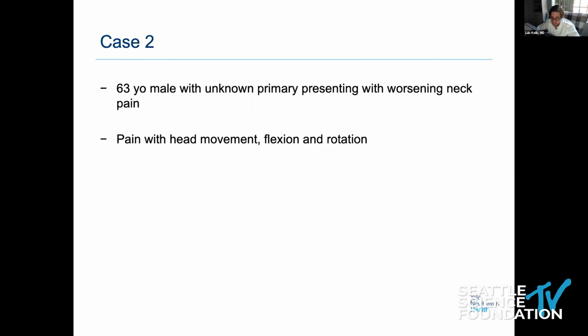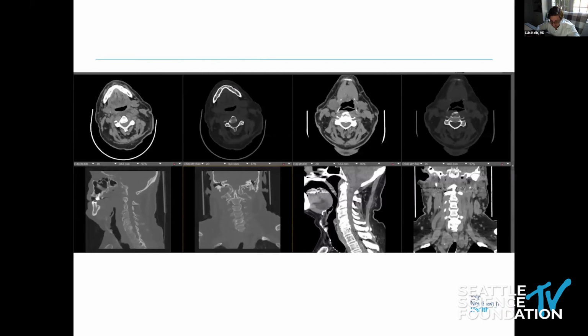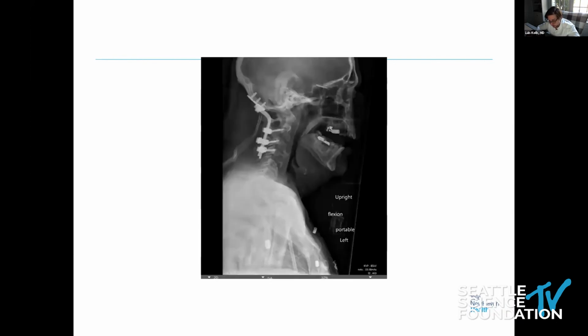A second quick case I'll mention is a 63-year-old male with an unknown primary who presented with worsening neck pain. He initially had been watched, but then started having more pain with movement, flexion, and rotation. Initially he was noted to have a C1 lesion with moderate uptake on PET scan, which was being monitored and worked up for IR biopsy. He showed progressive pain with noted destruction of C1 and some rotational component of instability. In this case, we reduced with traction as well as Mayfield pins, and we locked him in with an occiput to C2 fusion.